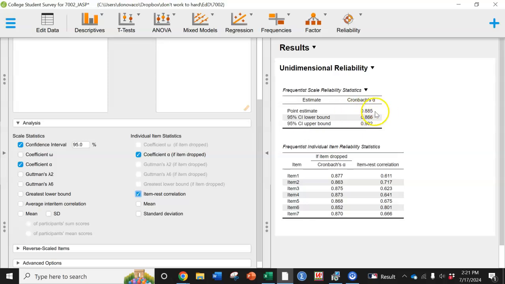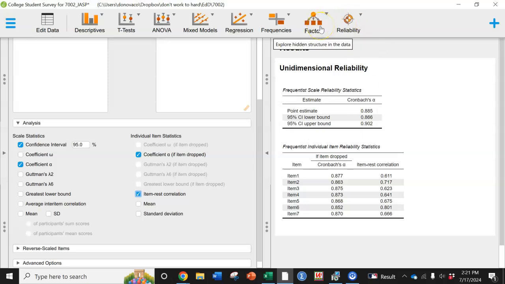If it wasn't a 0.7, then I can look down here at individual items and see if I dropped it, do I get better reliability as a whole? So is there something about that item that's not operating the same way as the others? And this also shows me how this individual item correlates to the total concept. The other thing that I can do, so that's reliability. The other thing that I want to do is make sure that these items are functioning together, so they are reliable, they are internally consistent, but also do they group together?